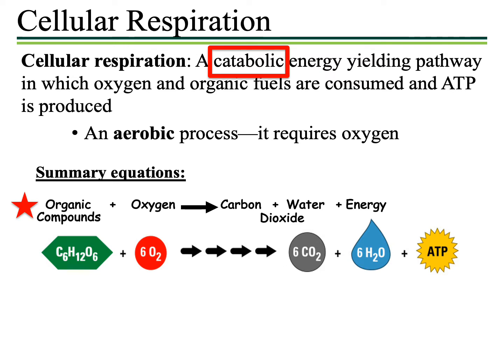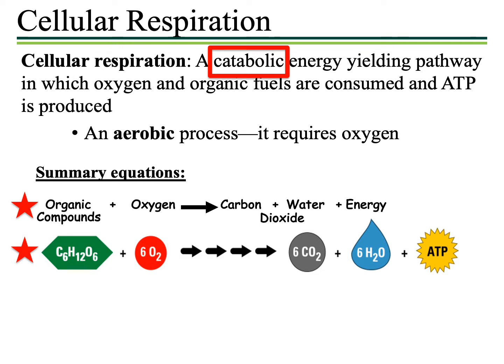We can look at a variety of summary equations for this mechanism overall. And the most simple equation is shown right underneath the title, Summary Equations. This is where, again, organic compounds or fuel sources plus oxygen in a series of steps results in the production of carbon dioxide, water, and most importantly, the release of energy.